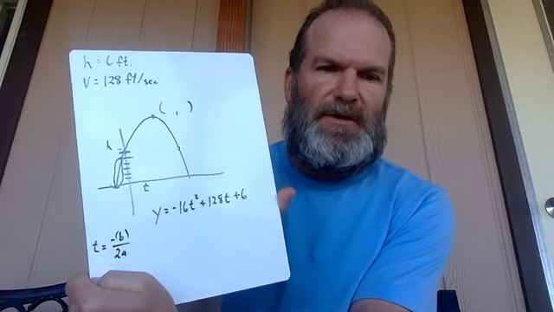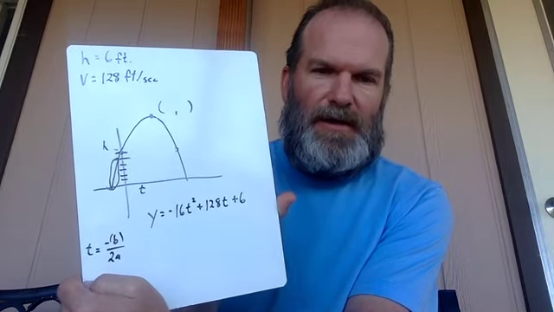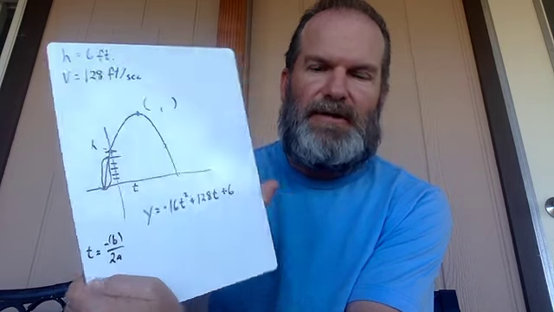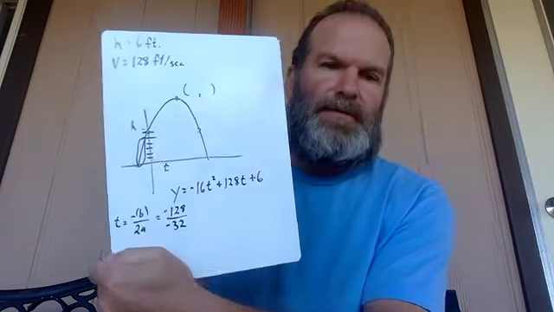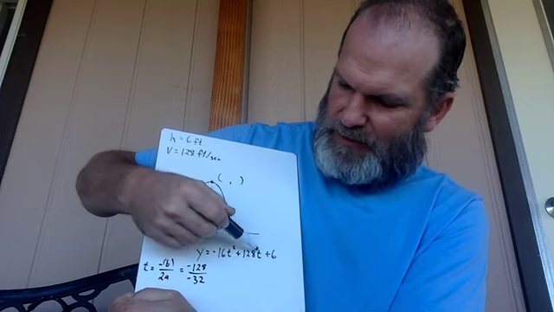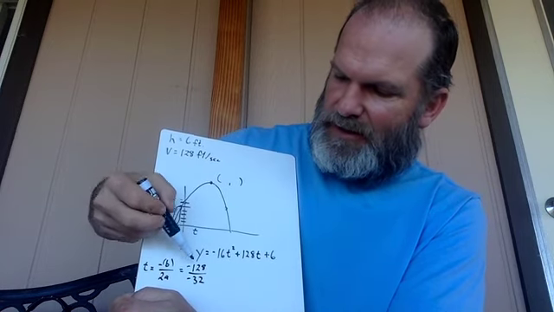To figure out t, or x, in this case it's t, remember it's the negative of b over 2a. And b is 128, a is negative 16, and when we double a, you get negative 32. So we have the negative of 128 over negative 32. So we substituted in 128 for b, because that's our 128 value, and it's negative.